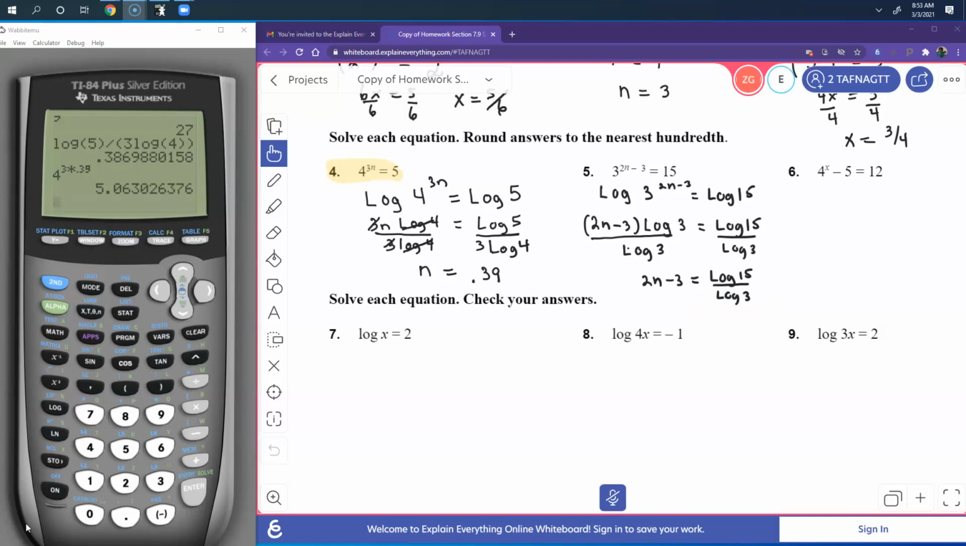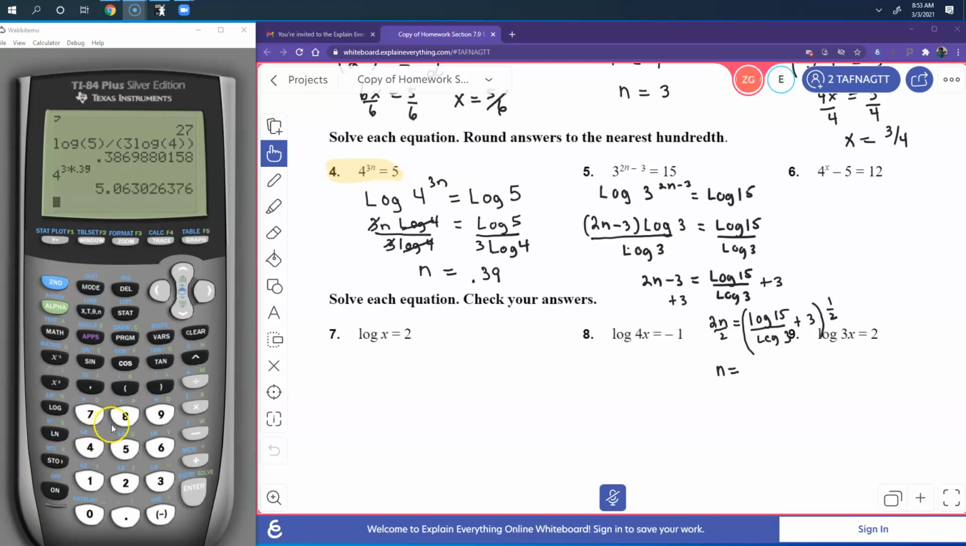Now I'm going to take some more steps. You're going to add 3. And then the last step is to divide by 2. So you have 2n equals log of 15 divided by log of 3 plus 3. And what you can do is just go like this, and then just multiply by half. And that's your answer.